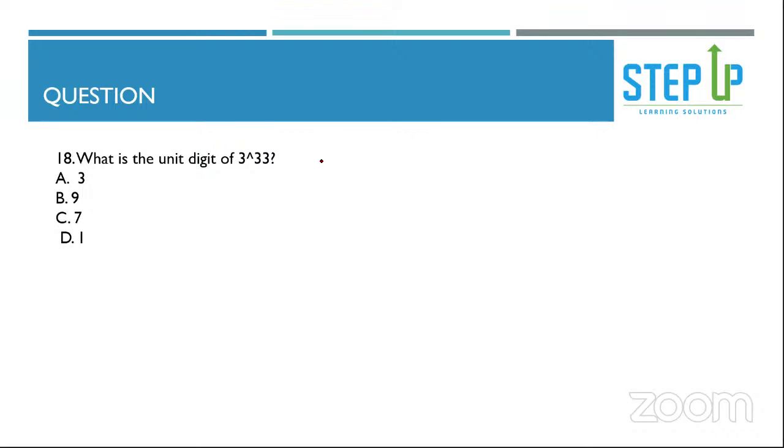Okay, done. 3 to the power 33. Very first step, divide the last two digits of the power by 4. 4, 8, 32. Remainder is 1. Take the unit digit of the number to the power remainder. Remainder is 1. 3 to the power 1 is 3. So that's your answer. That's it.